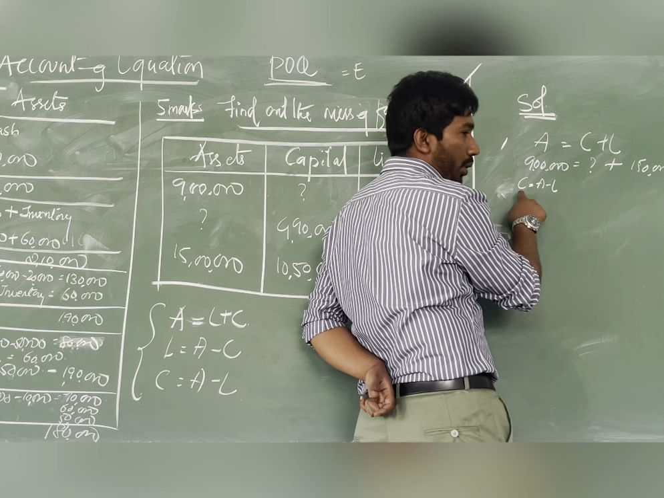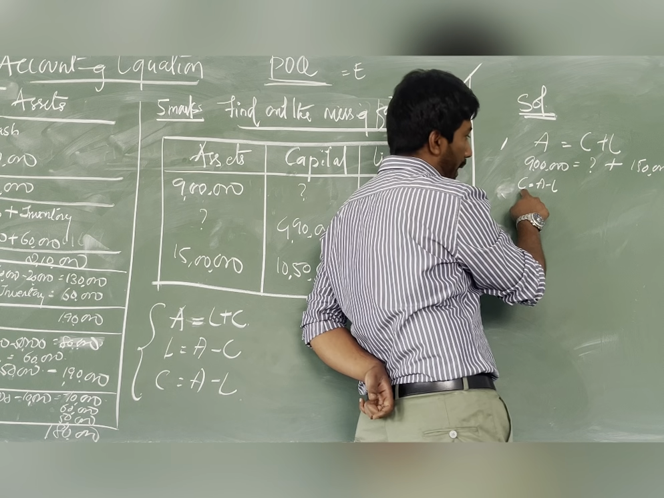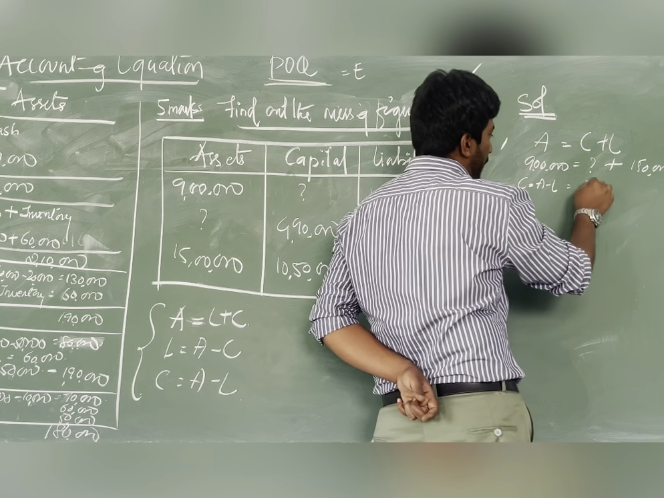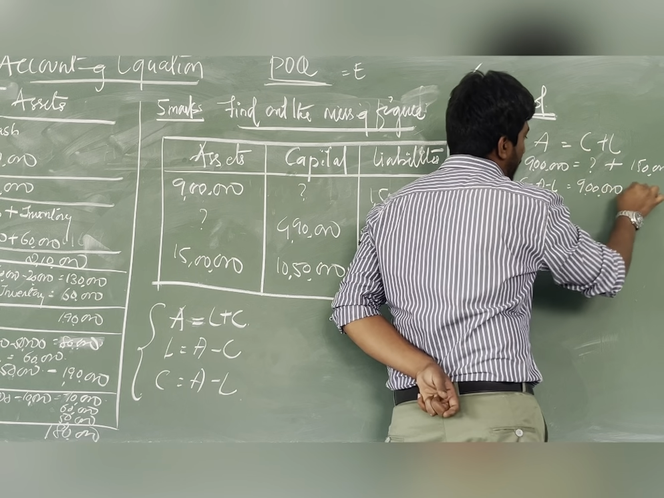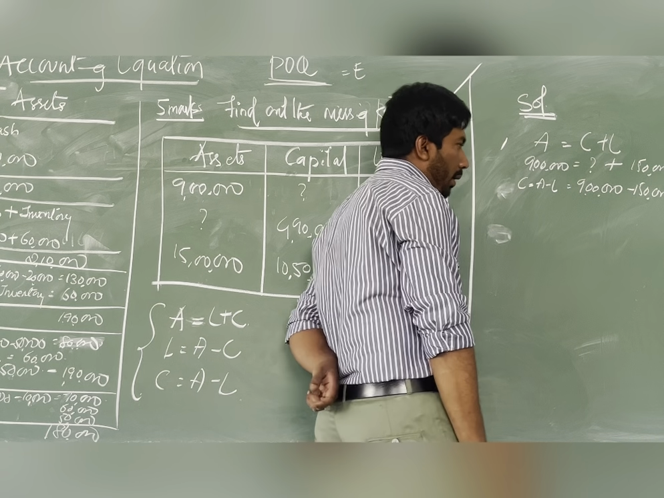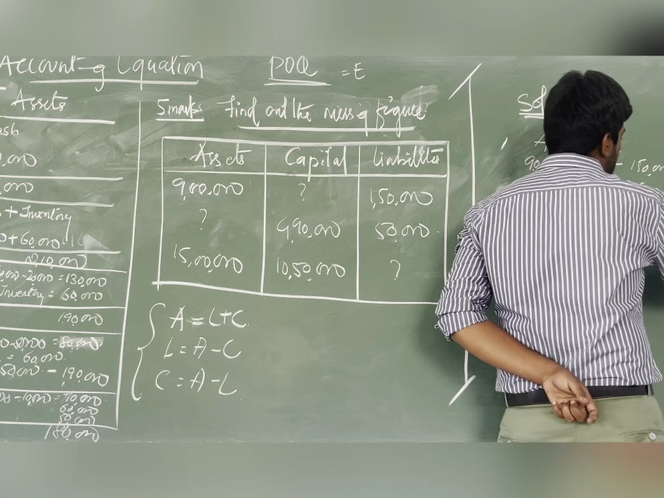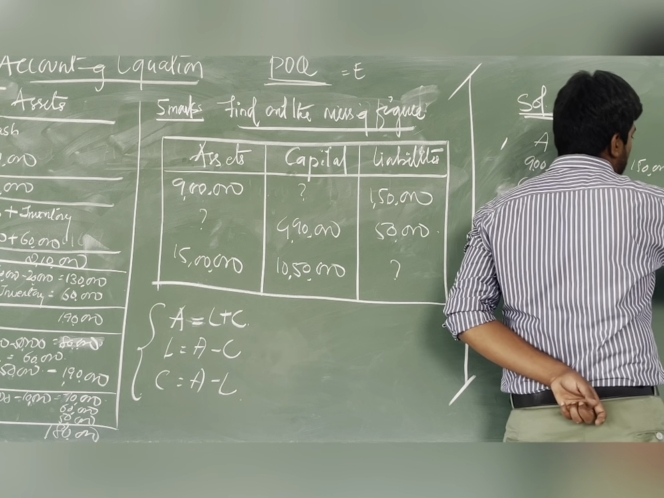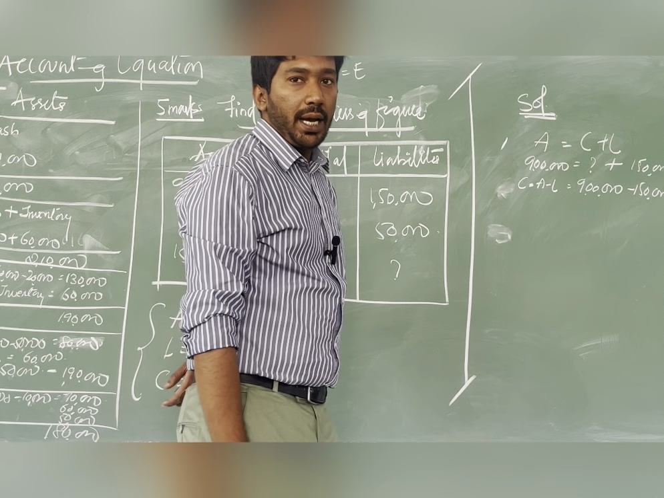So if you want to know what is C, you will just twist this equation and you can find out the answer in a very simple way. So 9 lakh minus 1 lakh 50,000. If you take 1 lakh 50 from 9 lakh, you will get the answer as 7 lakh 50,000. So your capital is equal to 7 lakh 50,000.